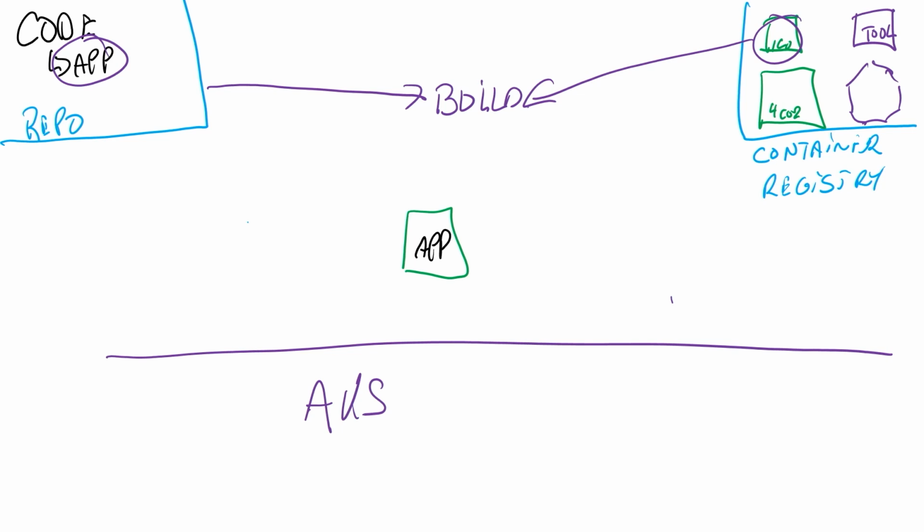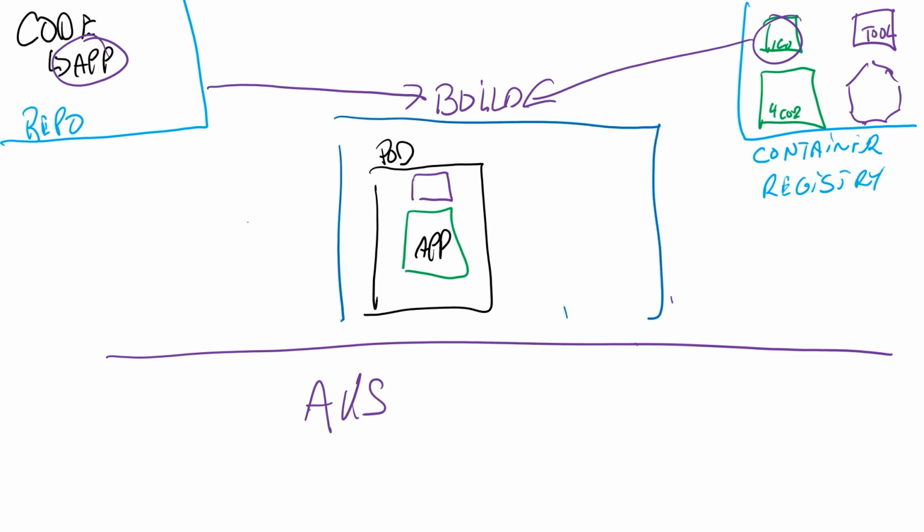Now that container, this green container with an app in it, exists in a thing called a pod. Most people don't talk about this. I'm not going to make it about AKS, but a pod can have one or more containers in it. So in fact, if I needed to, I could potentially have a build process that puts two containers into the same pod. Now that pod gets deployed to a thing called a node, which for all intents and purposes is a virtual machine.